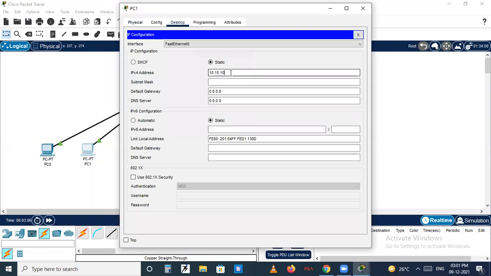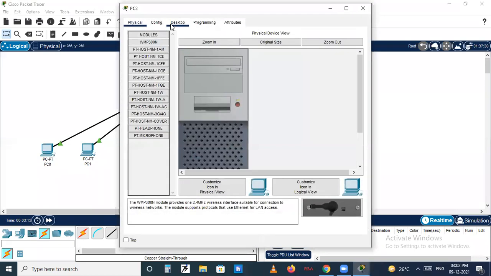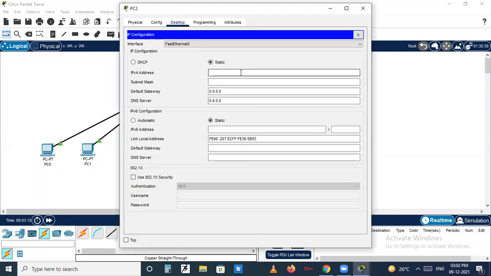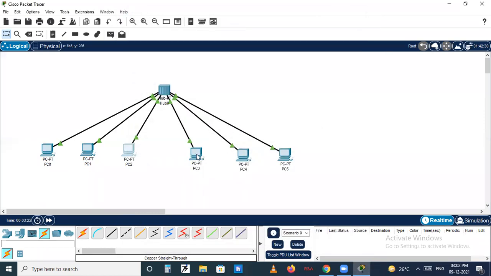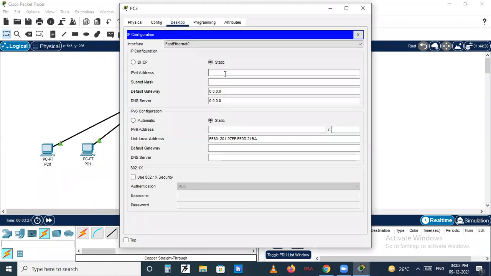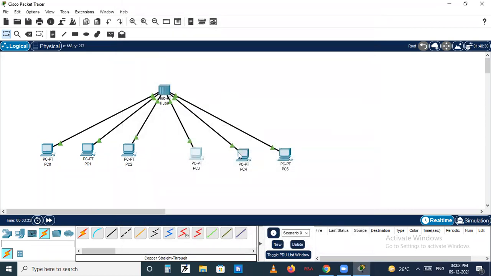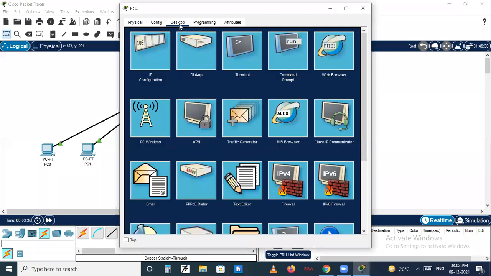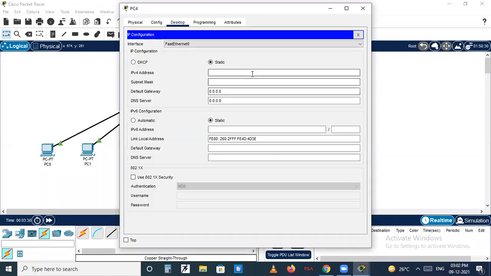10.10.10.2. 10.10.10.3. 10.10.10.4, right? 10.10.10.5.